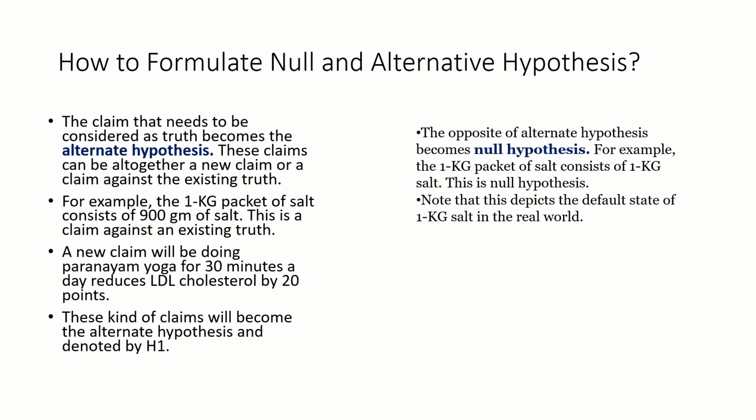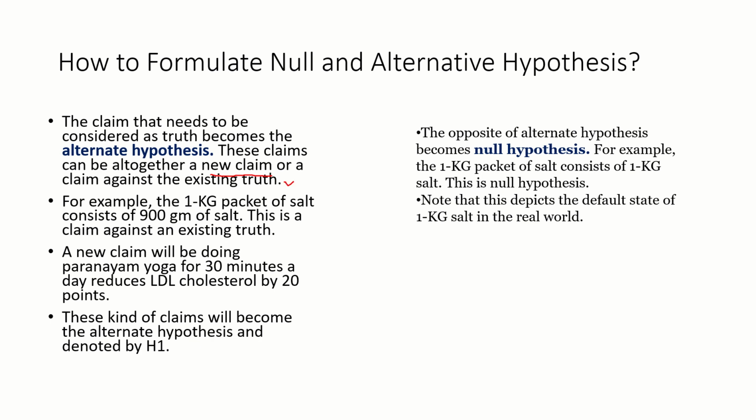So how to formulate null and alternative hypothesis? The claim that needs to be considered as truth becomes the alternative hypothesis. These claims can be altogether a new claim. Actually, this alternative hypothesis tells about the direction of the tail. These claims can be altogether a new claim or a claim against the existing truth.